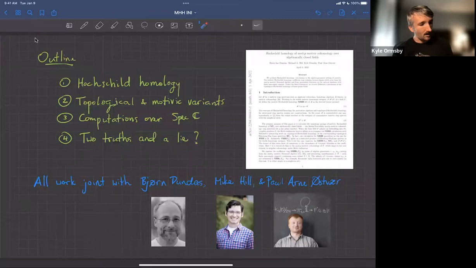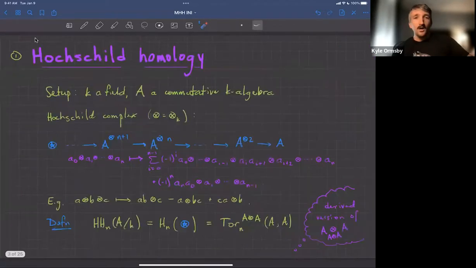All right, let's review the classical theory for a bit. So what is Hochschild homology? Our setup here is in just the most basic terms. We're going to work over a field K, and we'll have a commutative K-algebra A. And then we can build this extremely concrete Hochschild complex. So we'll have the n-fold tensor power of A there, and then the differential.